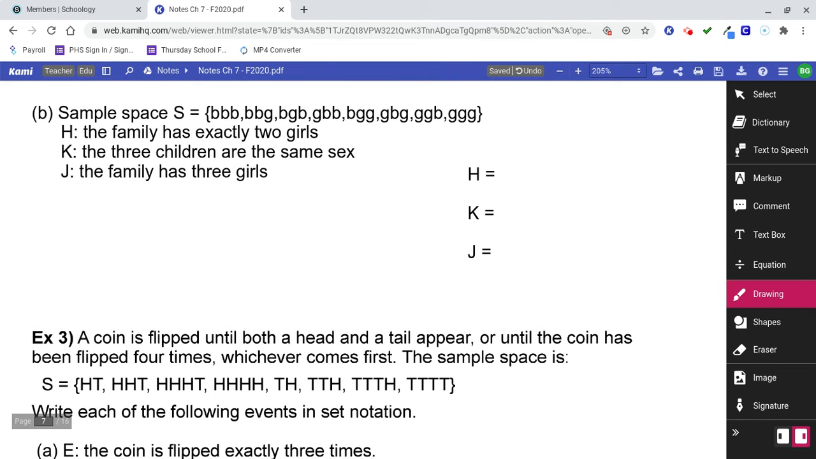Next one. Part B gives you the sample space. BBB, BBG, and so on and so on. H is an event, specifically that the family has exactly 2 girls. This is supposed to be boy, boy, boy, boy, boy, girl. I took it out of a problem where they were talking about a family with 3 children, how many were boys and how many were girls. So exactly 2 girls looks like this one or this one or this one, right? So that event H is going to be BGG, GBG, GGB.